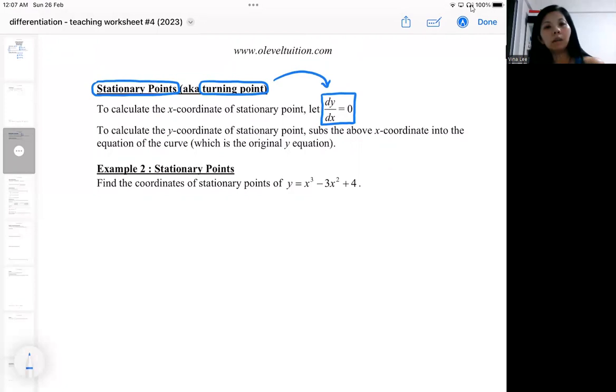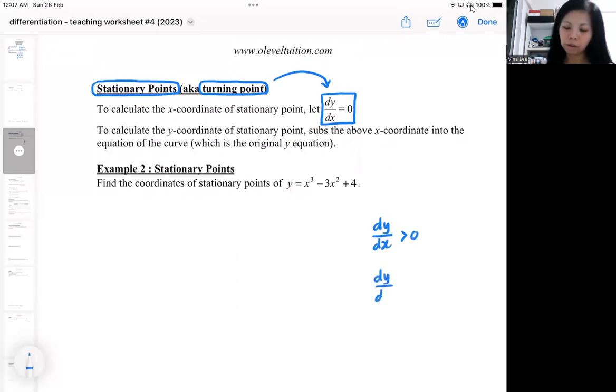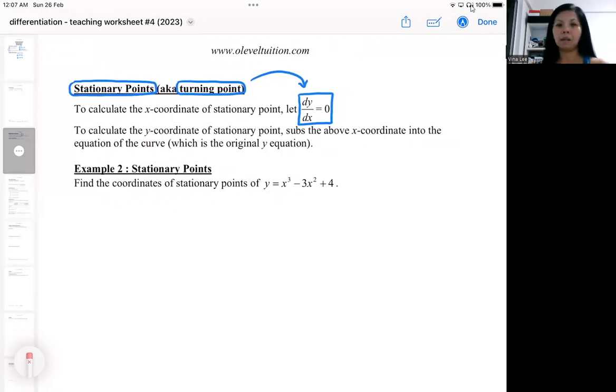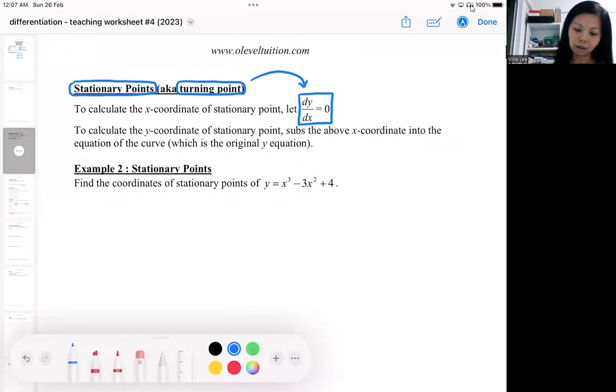It is like your increasing function. So far, you already learned increasing function. Increasing function means the dy dx is always positive. Decreasing function is dy dx always negative. So that is the definition of an increasing and decreasing function. In this case, the definition of a stationary point is dy dx equal to 0. You can either memorize this definition or, if you would like an understanding, why do they decide that dy dx equal to 0 for stationary point?